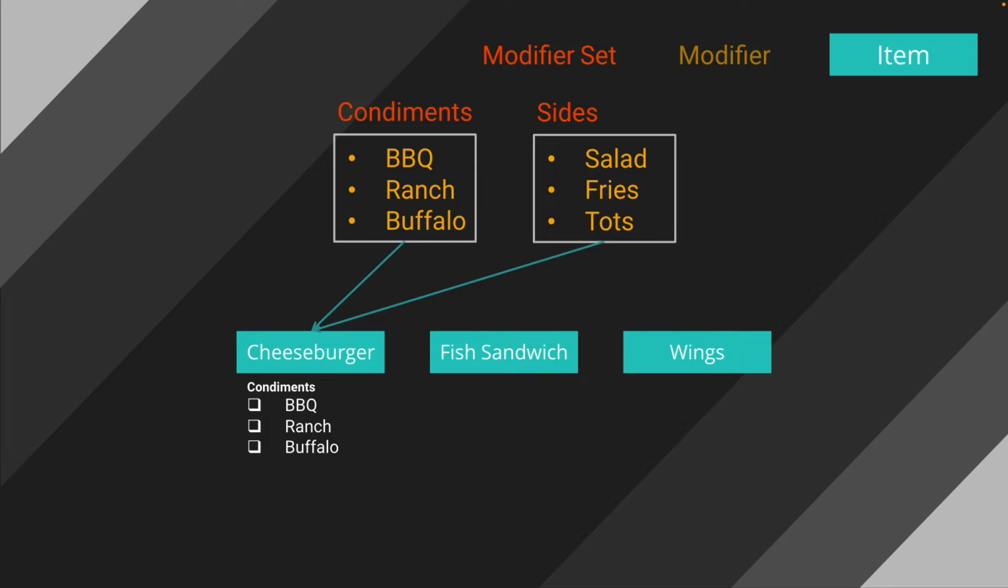So we connect the sides, right? And that displays much the same but with different options. So we will select our condiment.